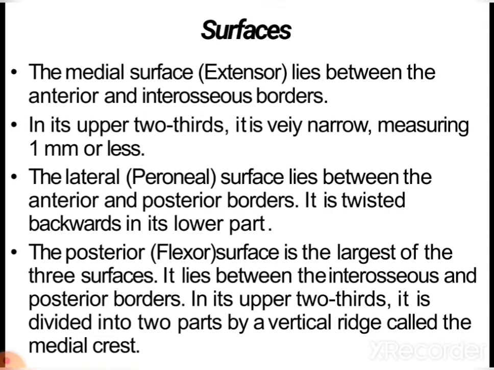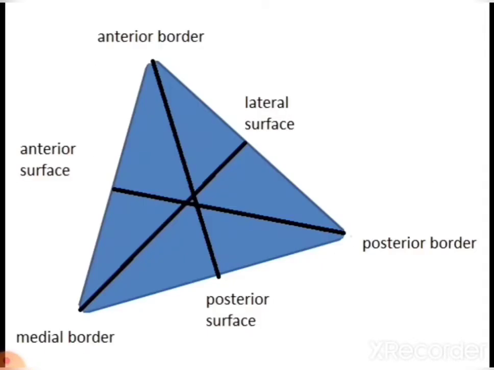The lateral surface lies between the anterior and the posterior borders. It is twisted backwards in its lower part. The posterior surface, also known as flexor surface, is the largest of the three surfaces. It lies between the interosseous and posterior borders. In its upper 2/3, it is divided into two parts by a vertical ridge known as medial crest.